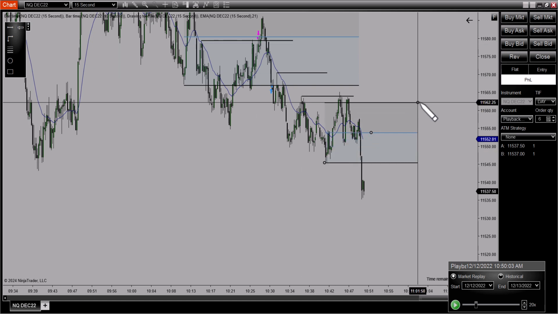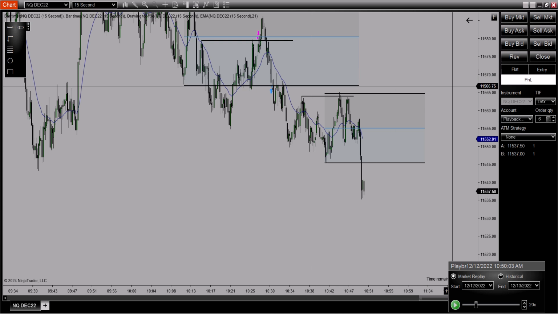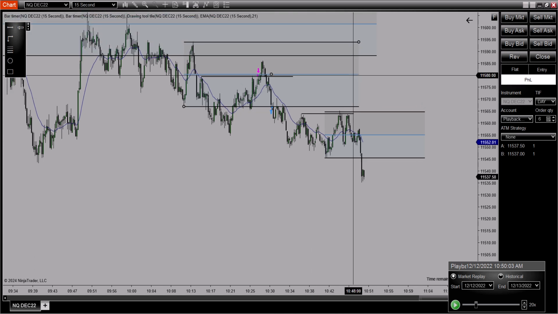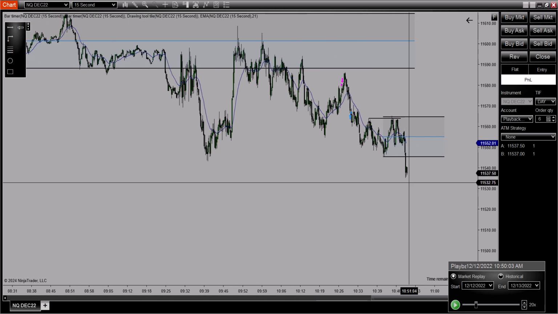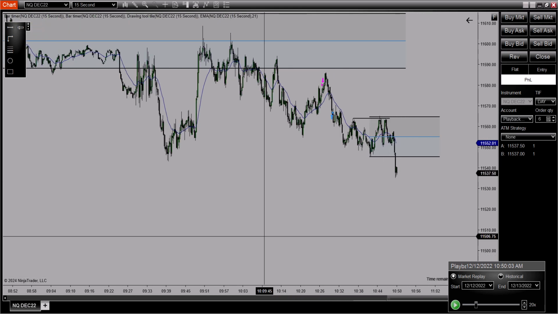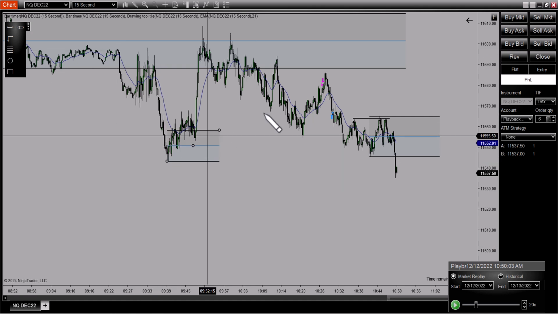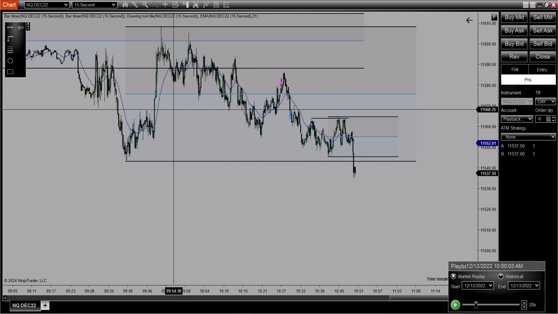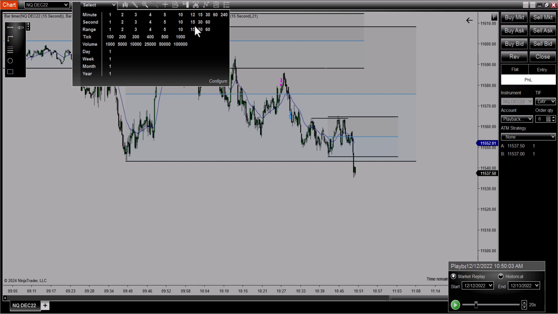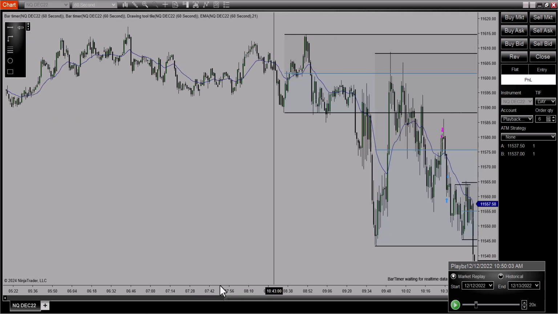We have now this zone. Let me clean the canvas. Now you might want to enter from this zone, but it is a bit risky. Why? Because now we have this whole range, and this is a higher time frame swing point. It belongs to the 60-second or the 1 minute zone.